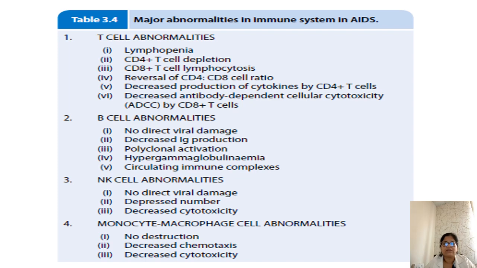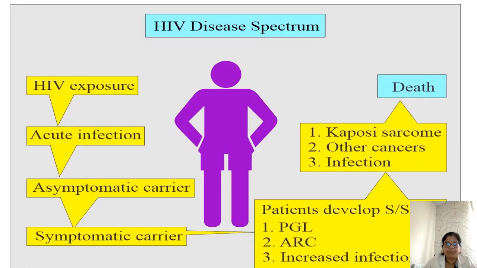And B cell abnormalities: there is no direct viral damage to the B cells. So there is decreased immunoglobulin production, polyclonal activation, hypergammaglobulinemia, and circulating immune complexes. NK cells as well as monocyte macrophages also don't have any direct damage by the virus, and they are decreased in number, with decreased cytotoxicity and decreased chemotaxis as well.